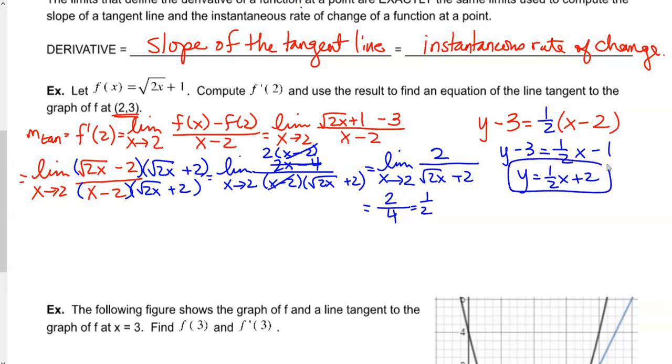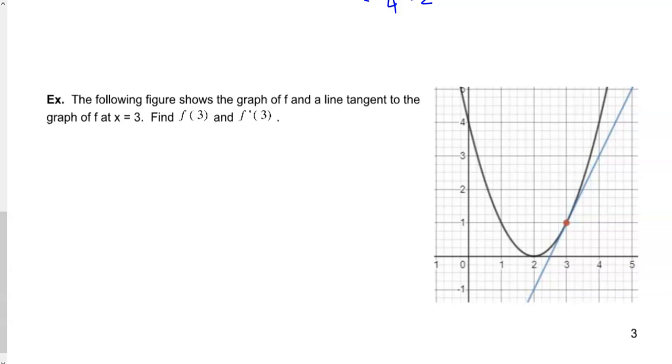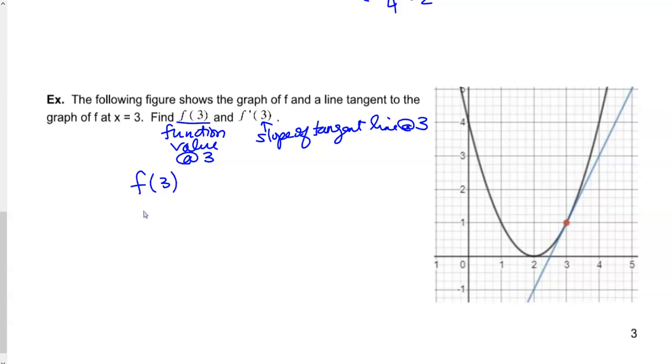And the last problem that we have is that you're just looking at graphs and determining what is f of 3 and f prime of 3. So remember, this is the function value at 3. This is the slope of the tangent line at 3. So these aren't hard. It's just that you've got to make sure you delineate between what f of 3 means and what f prime of 3 means.